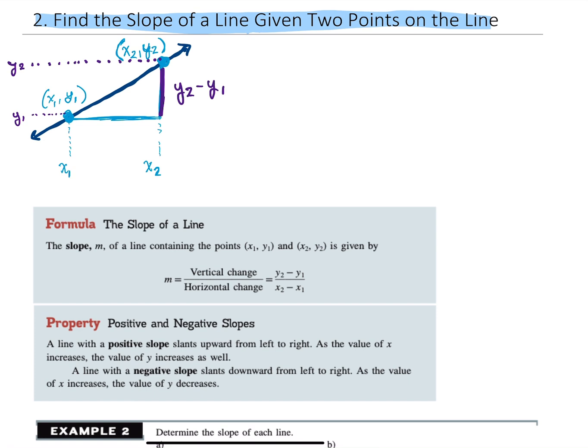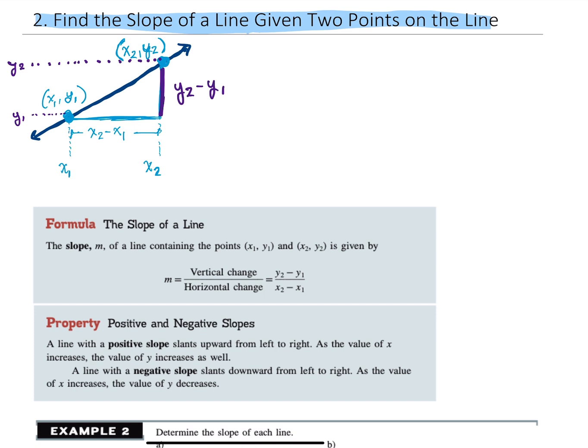And then for the horizontal distance, I can do a similar subtraction. I can take whatever value this is and subtract this value, and that will give me the distance between them. So I can call this x2 minus x1. That's this horizontal distance.